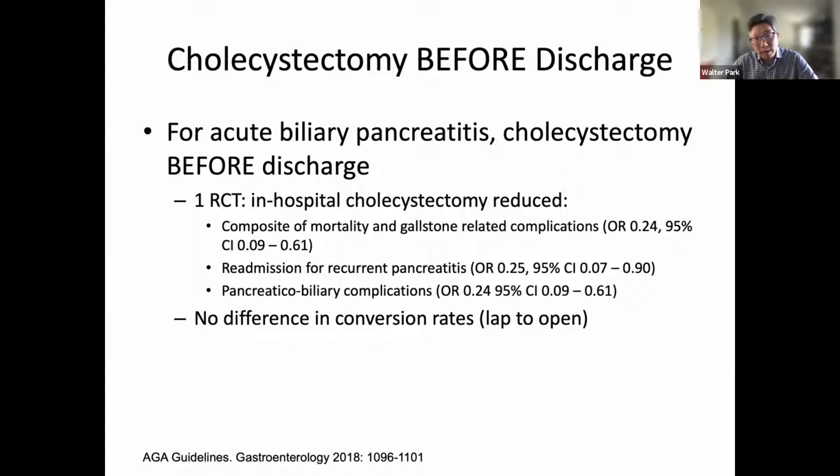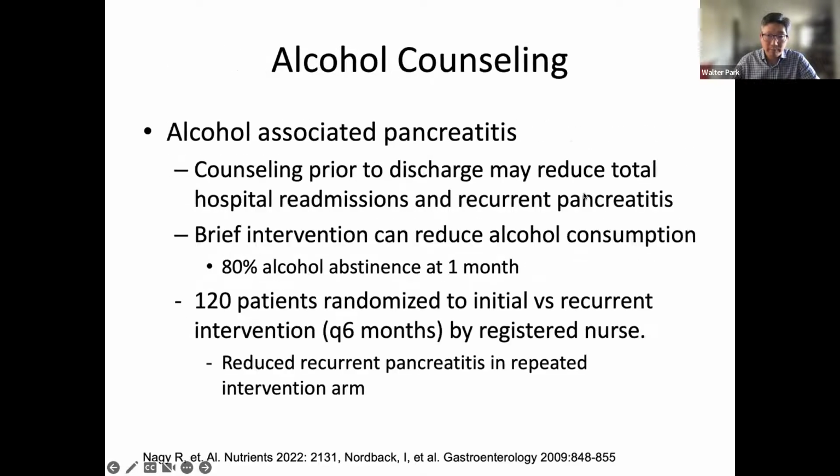It seems that more and more this is being increasingly recognized as something that should be done at the index hospitalization and before discharge, showing that doing an in-hospital cholecystectomy by one randomized controlled trial had a reduction in mortality as well as gallstone-related complications, as well as readmission for recurrent pancreatitis. And there was no difference in conversion rates between lap to open. And so perhaps the take-home point here is when these patients do exist, to be fairly proactive in getting these patients having their gallbladders removed before discharge.